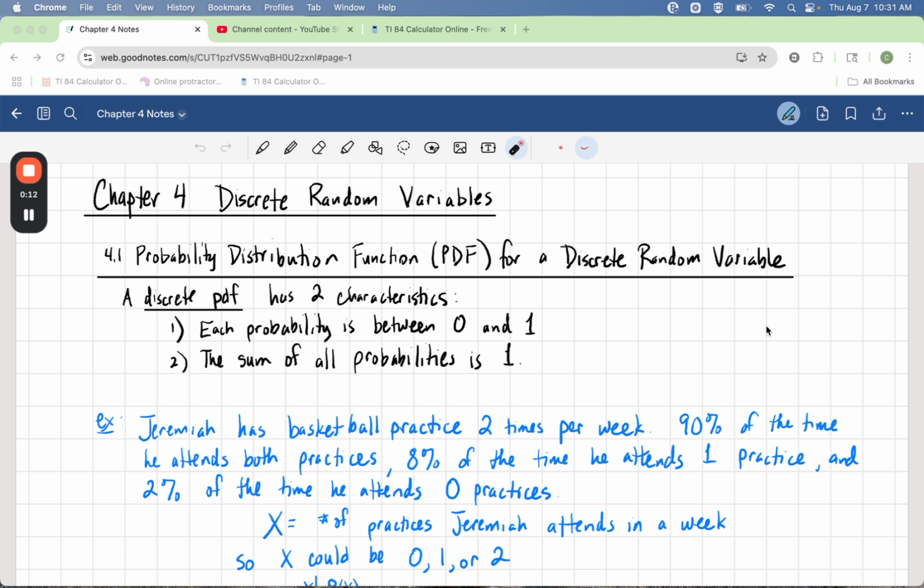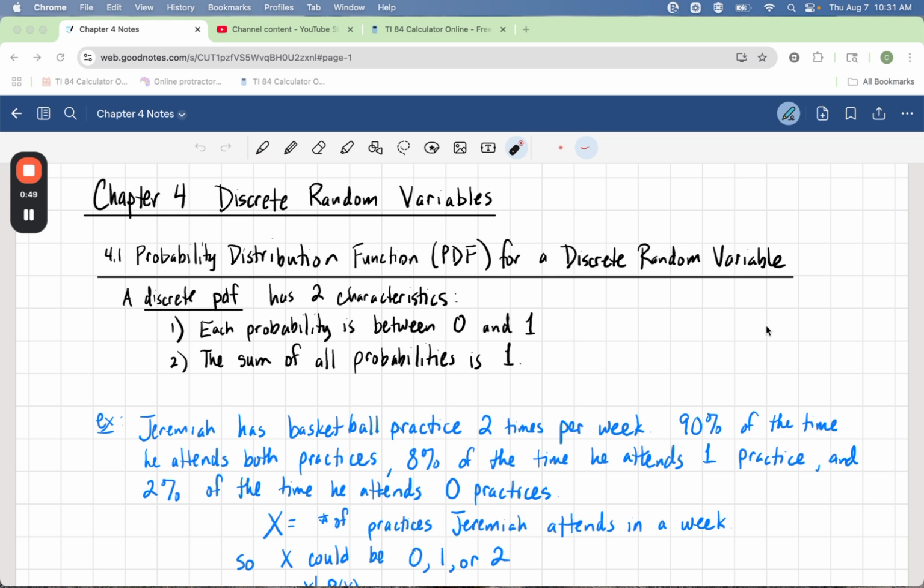So, probability distribution function for a discrete random variable. A discrete random variable is one whose values are countable, right? You're going to see an example here about Jeremiah. He has 2 practices per week, so the number of times he attends is the random variable. He can attend 0, 1, or 2 times. That's why it's discrete. He can't attend pi times, or some continuous amount of times. It's going to be countable.